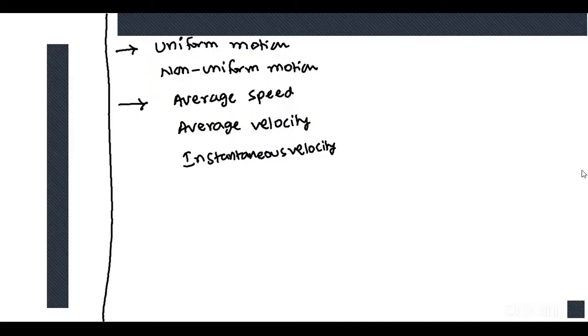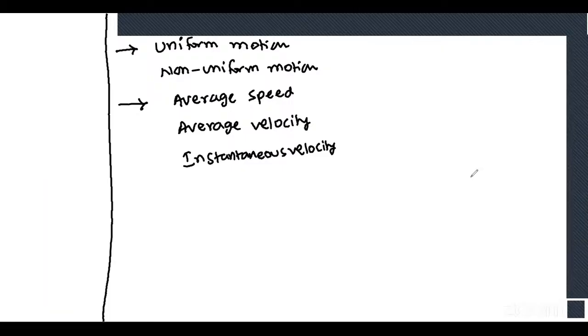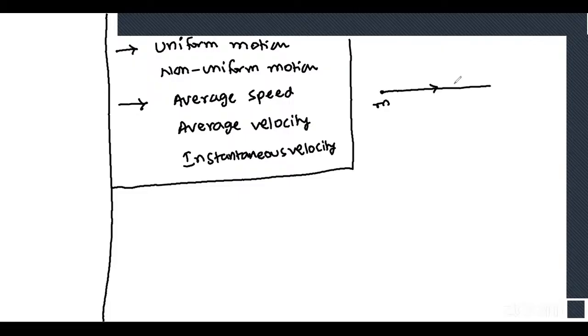Now, you can see, firstly, suppose I'm having a particle of mass m. Let us consider the particle is moving along a straight line. That's what we study in this chapter, either parallel to the x-axis, y-axis, or z-axis.